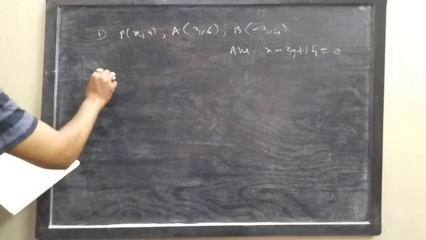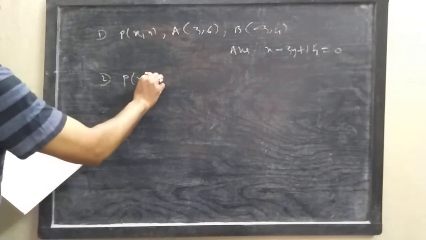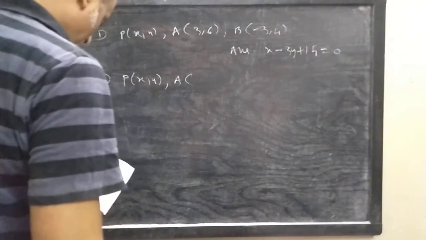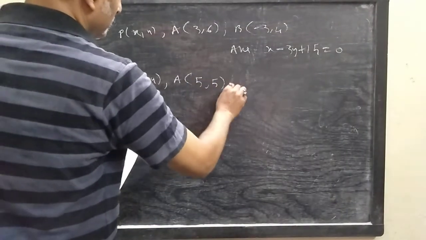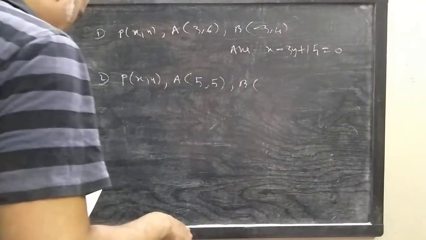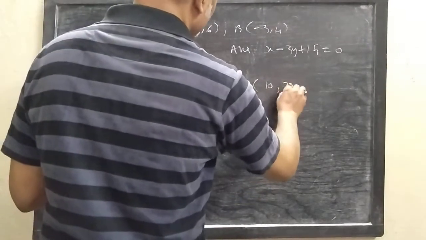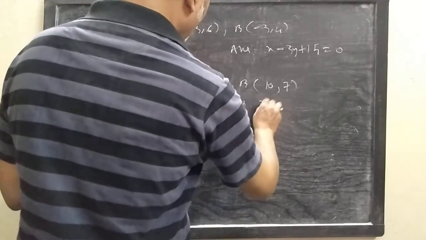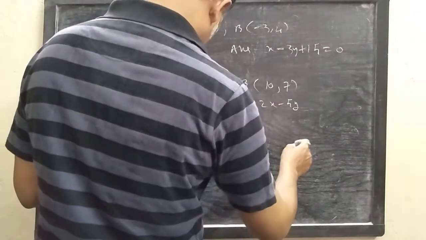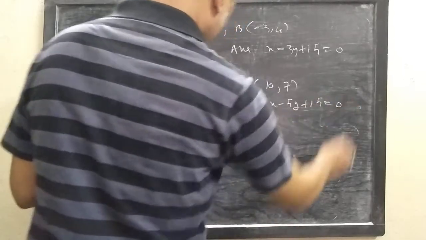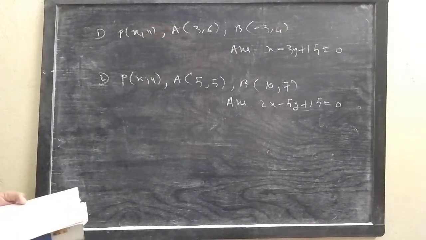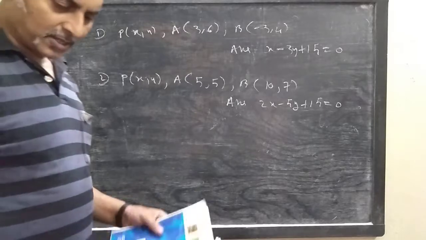Another one, Pxy, A is 5 comma 5, B is 10 comma 7, and your answer is 2x minus 5y plus 15 equals 0. Next, let us find area of the quadrilateral ABCD.